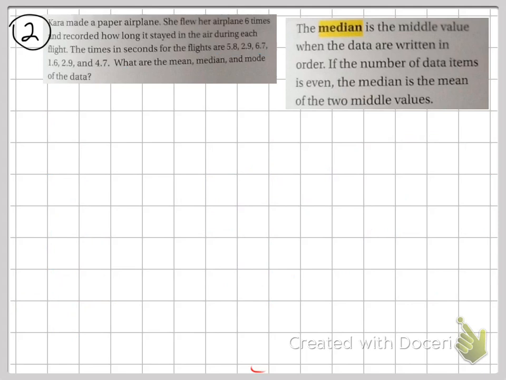All right, moving on to median. Median is the middle value of the data when written in order from least to greatest. If the number of data items is even, we have to find the average of the two middle values. So first, let's start off by writing them in order, least to greatest always. So 1.6, 2.9, another 2.9, 4.7, 5.8, and 6.7.